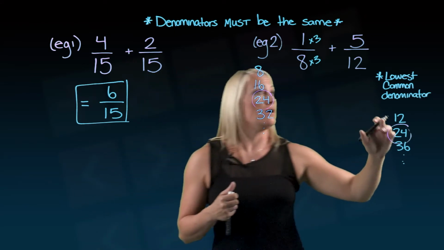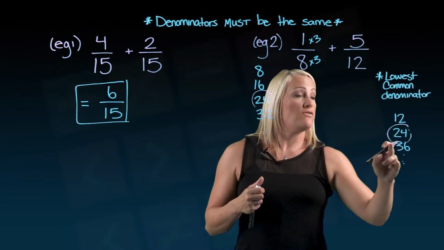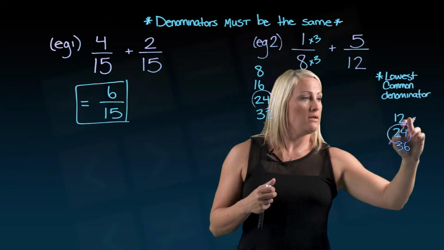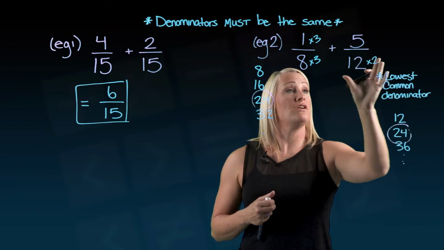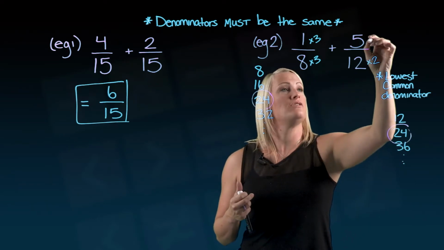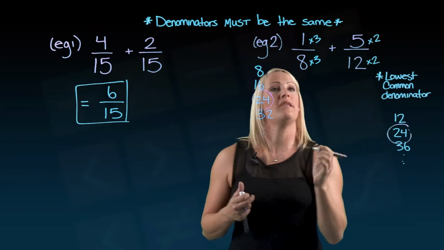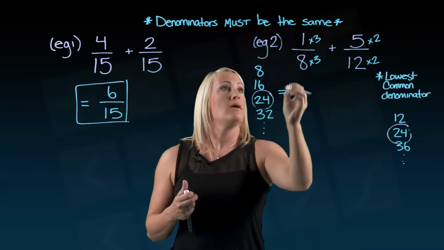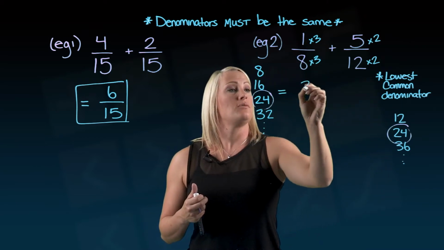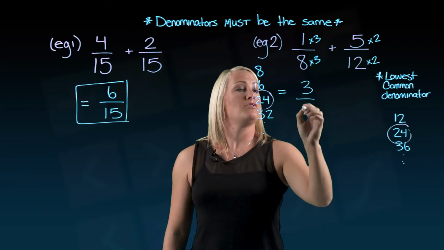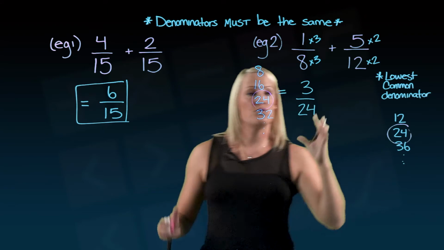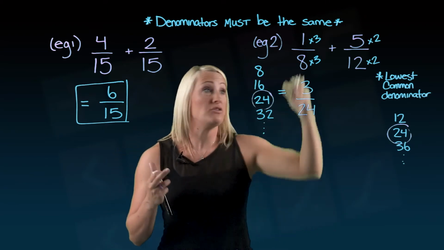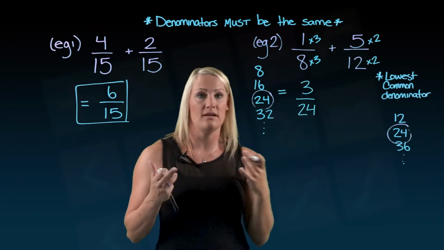Let's do the same over here. To make 12 into 24, I'm going to multiply it by 2. So I'm going to multiply 12 by 2. And again, if I do something to the bottom, I'm going to do the same to the top. So I'm going to multiply that guy by 2. And now, 1 times 3 is 3. 8 times 3 is 24. So now, 1/8 and 3/24, those are the same values. Those mean the same things. They're just written in different forms.